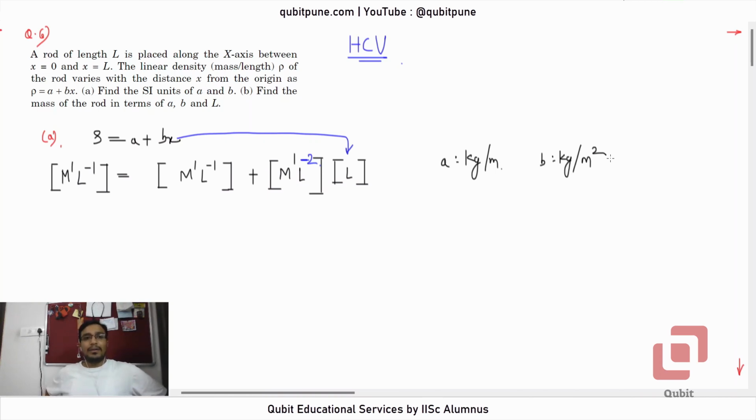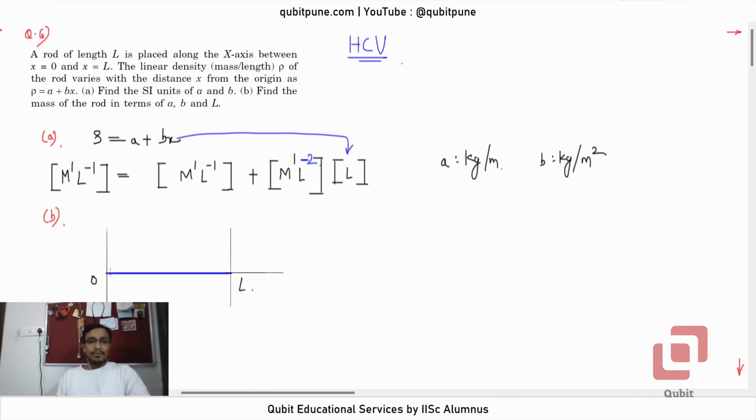Okay. Number 2. Find the mass of the rod in terms of A, B and L. This requires integration. Okay. Now see. They are saying that the rod is placed along x-axis between x equal to 0 and x equal to L. Suppose this is the rod. This is y-axis. This is the vertical line x equal to L. And suppose this is our x-axis. Okay, this is our x-axis. 0 and L.